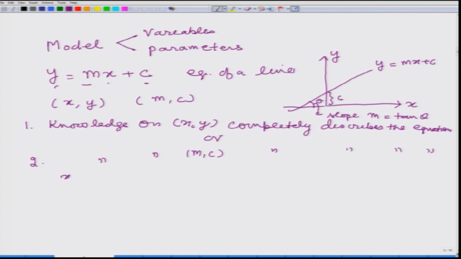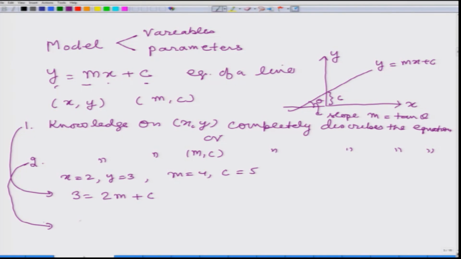Suppose x is equal to 2 and y is equal to 3, and suppose m is equal to 4 and c is equal to 5. Now, once I consider the first statement, where knowledge of x and y is known to us, I can write this model as 3 = 2m + c. And if I use the second statement, then I can write y = 4x + 5.